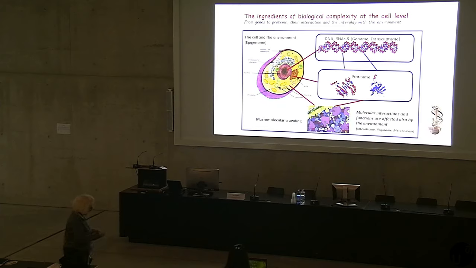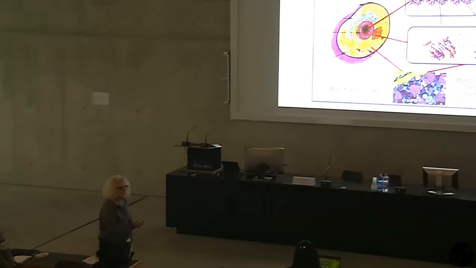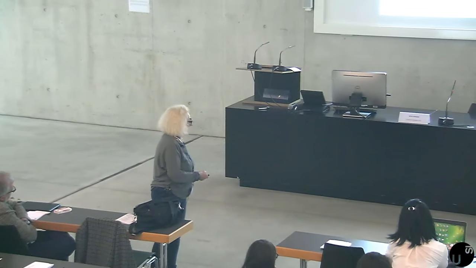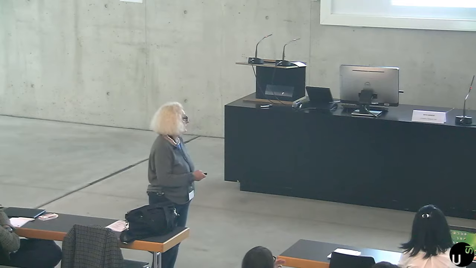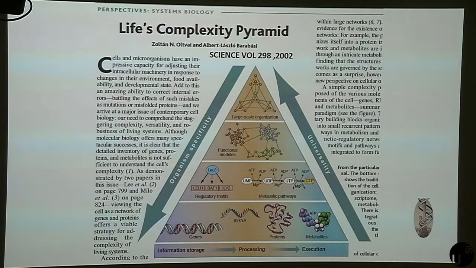Clear enough for everybody? This is what I call the ingredients of the biological complexity at the cell level, from gene to proteins, their interaction, and the interplay with the environment. Please remember that this is another scenario that is often neglected when modeling is ongoing. Good. In 2002, Albert-Laszlo Barabasi, who is running a very important lab in New York City, put up this nice scheme that is useful for everybody to understand life complexity.